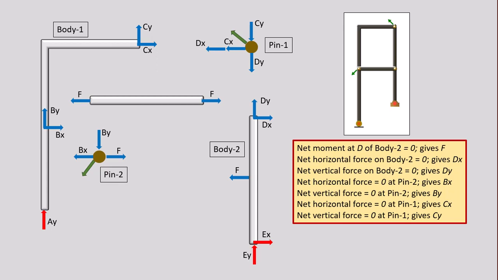So for net moment, we start with body 2. Net moment at body 2 about point D. Ex and Ey are known, so we can calculate F. And then by force balance equation, we can calculate Dx and Dy. So in this free body diagram, we had 1, 2, 3 unknowns. We wrote 3 equations and calculated all of them.